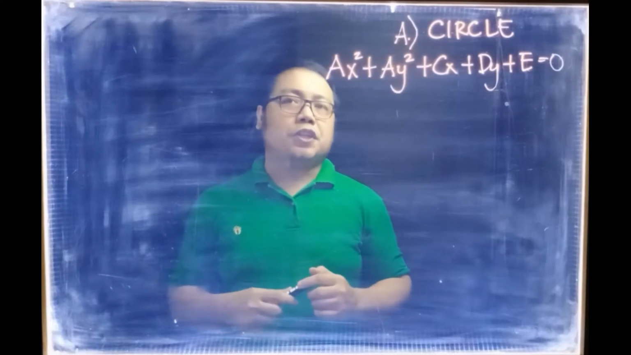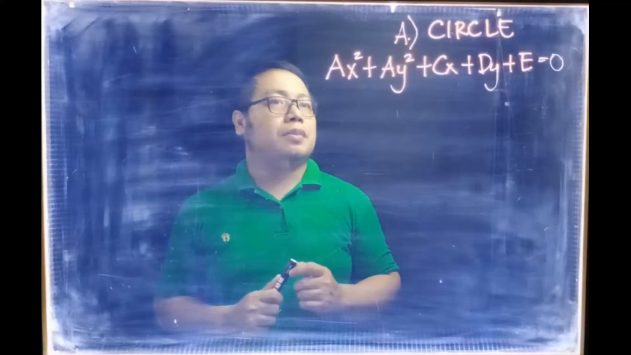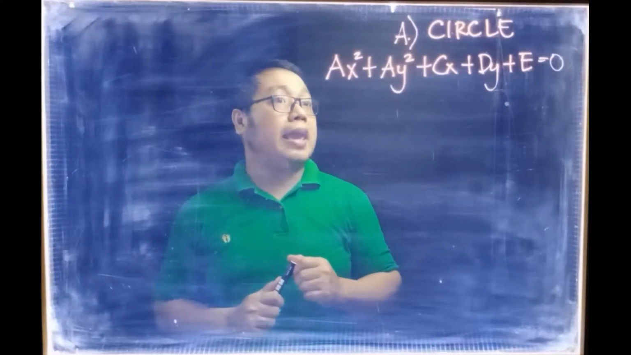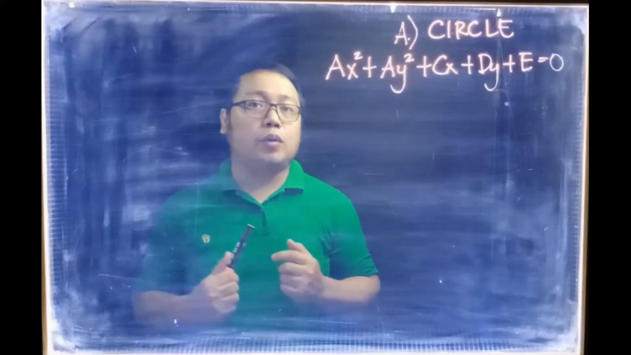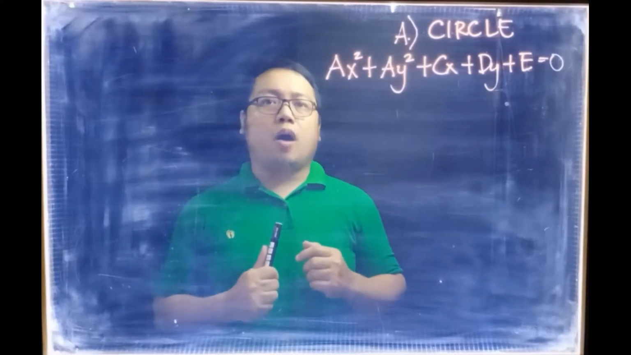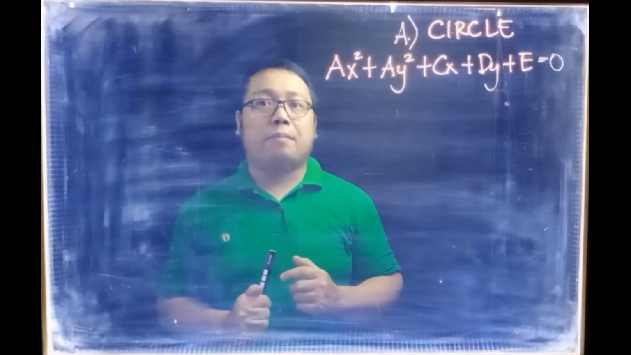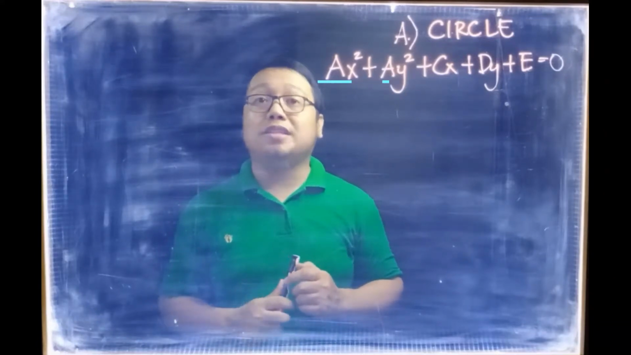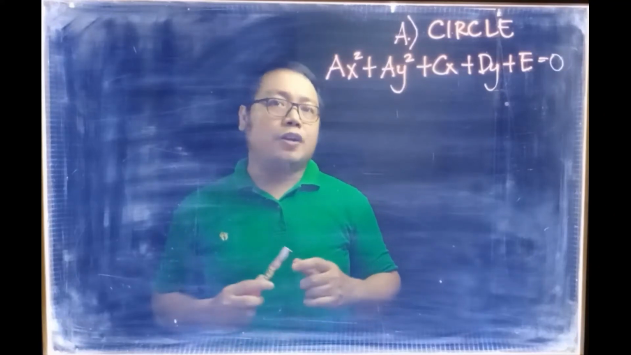The equation of the circle in general form can be written in this format: ax squared plus ay squared plus cx plus dy plus e equals 0. So when x and y are both squared and the coefficients in them are the same, including the sign, then it is a circle. Let's take a look at our first example.